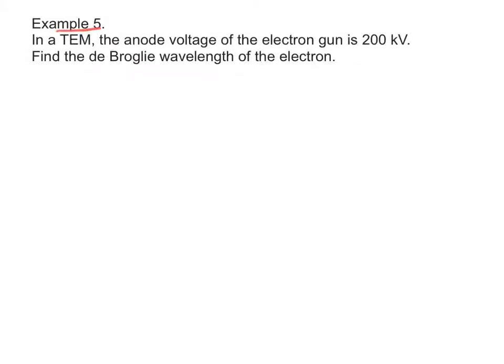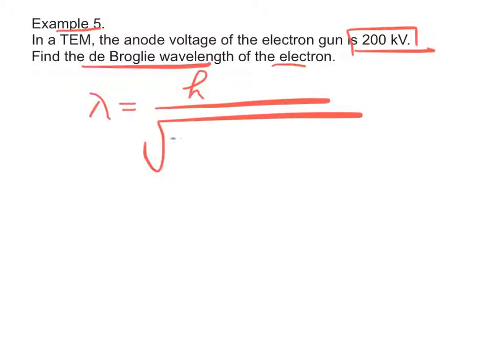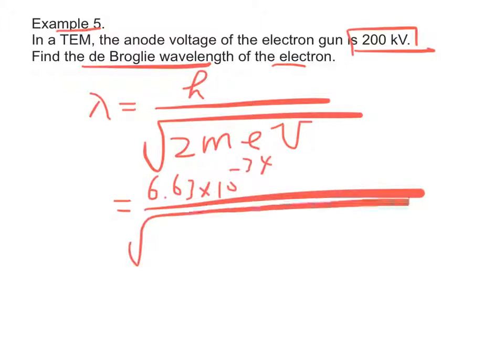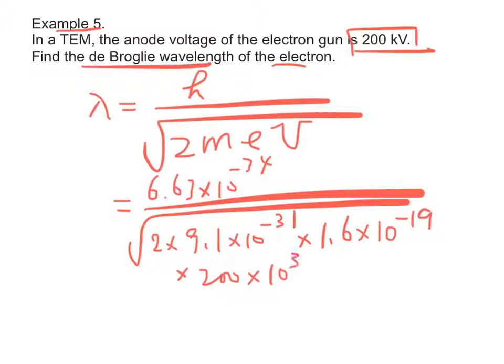Example 5. The anode voltage is 200 kV. The de Broglie wavelength of the electrons equal to h over square root 2meV, equal to 6.63 times 10 to the power -34 over square root 2 times 9.1 times 10 to the power -31 times 1.6 times 10 to the power -19 times 200 times 10 to the power 3, which is equal to 2.75 times 10 to the power -12 meters.